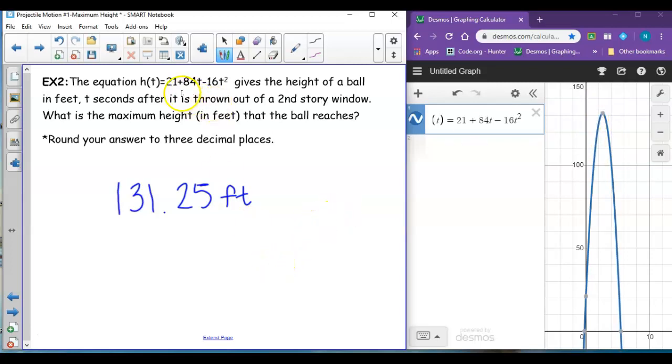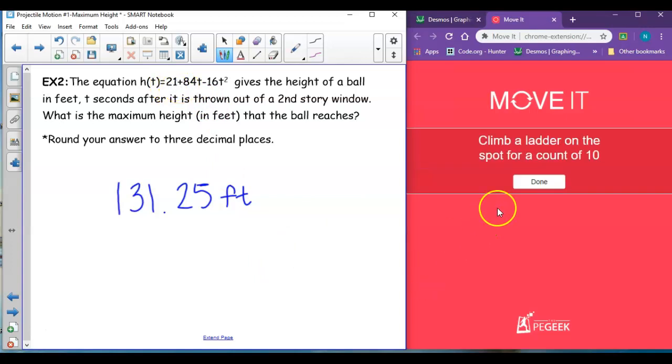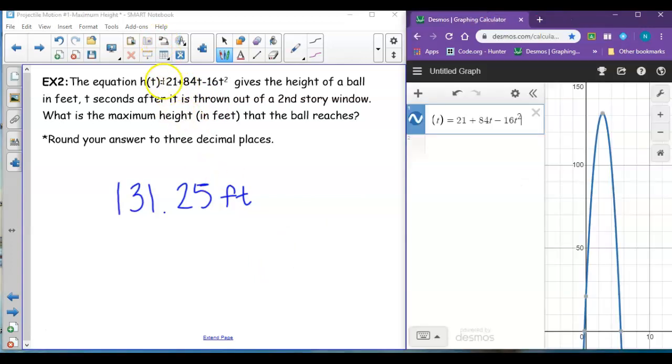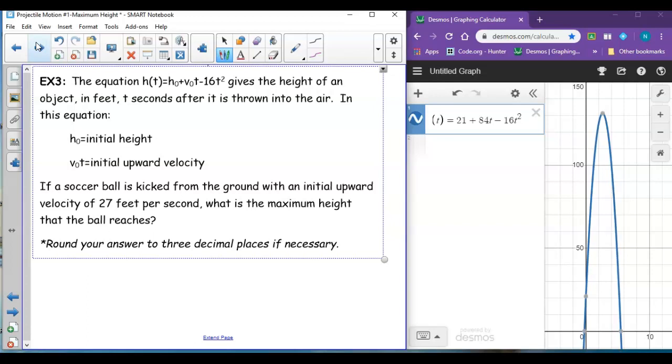Now, if I look at that problem, I can tell the initial height is 21 feet, and the initial upward velocity is 84 feet. I can tell that by where the numbers are in the equation, but it didn't ask us for that for this problem. All right, let's do another one. This one's a little bit trickier.